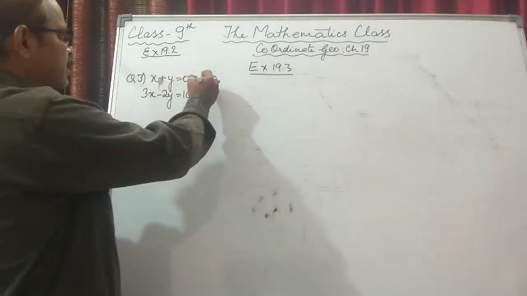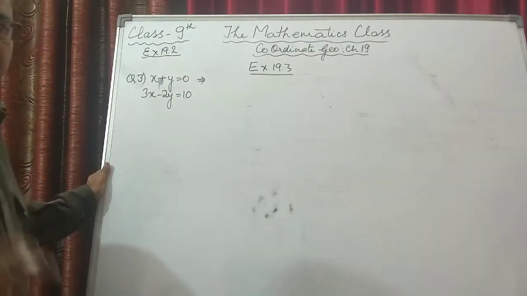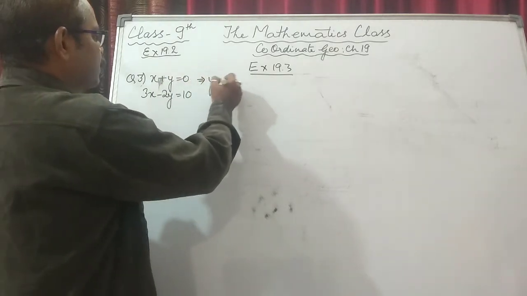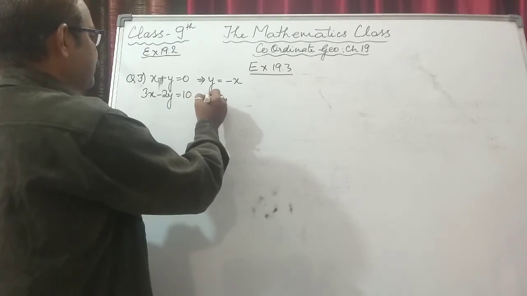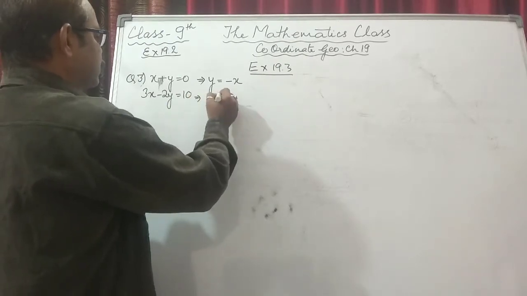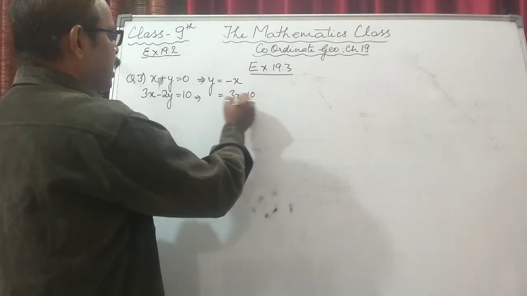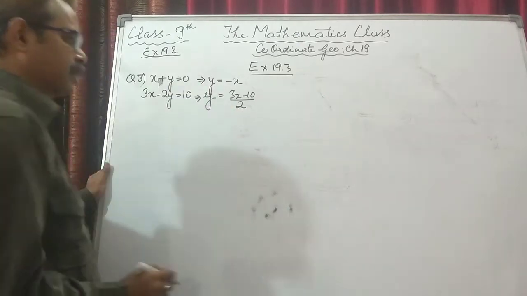So as we have discussed in the previous class, we always make y the subject. So in the first equation we will get y is equal to minus x, and from the second we will get 2y equals 3x minus 10, so (3x minus 10) upon 2 will be the value of y from the second equation.